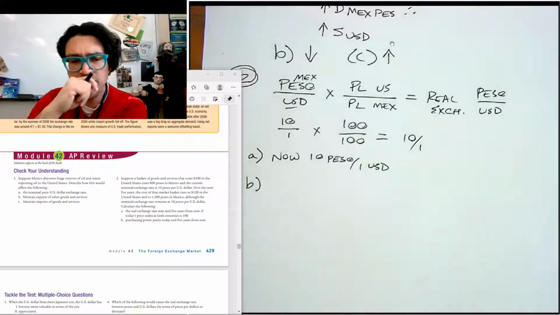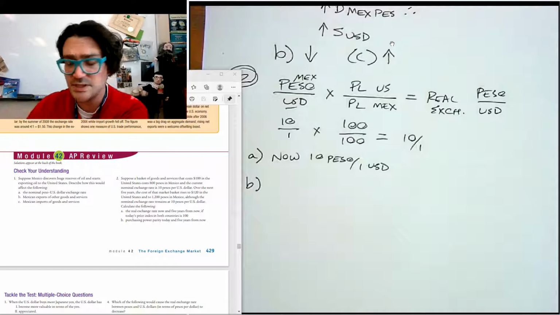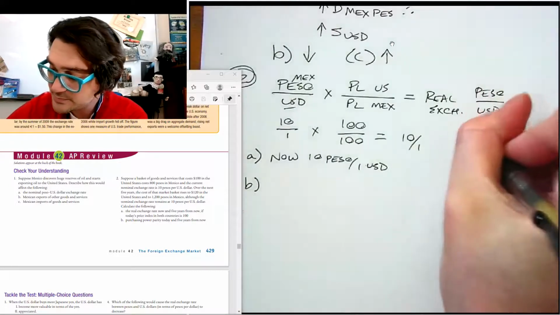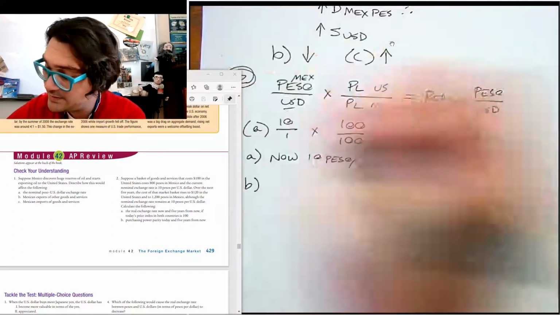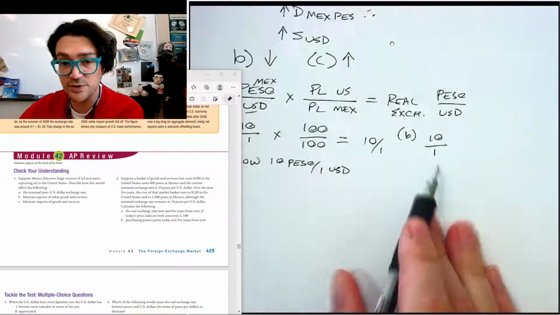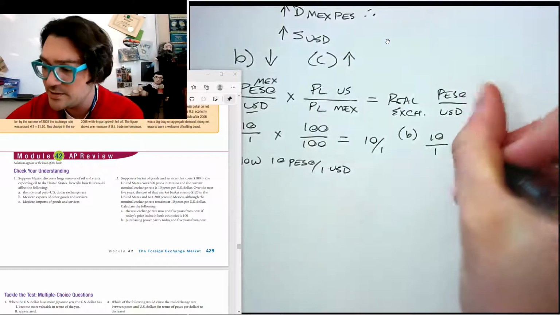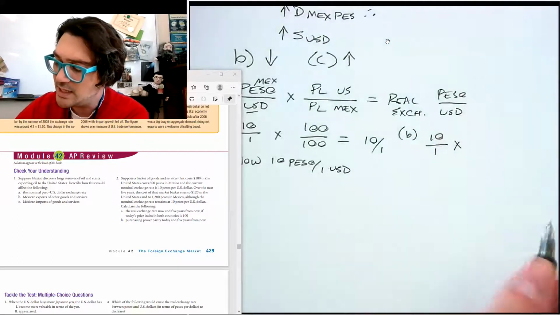And basically, you have to see that it goes from $100 to $120. So that's for part A. This is part B. The original nominal rate is the one we're using, and it says the nominal rate remains at 10 pesos per dollar. So they don't change that for us.